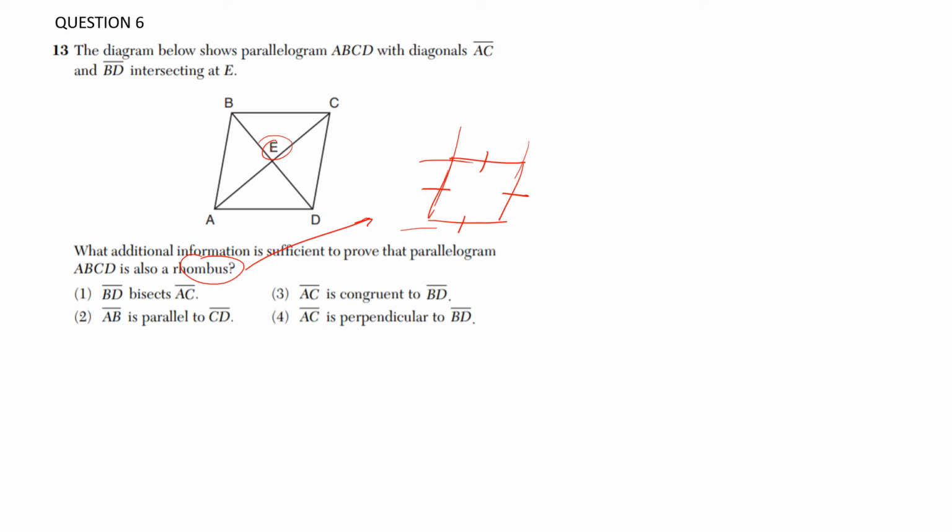What we should know, a very simple tip about rhombuses, is if we draw these diagonals, a very special property of them is that they are perpendicular. They form right angles. With that information, our eyes go straight to choice 4. AC is perpendicular to BD. Just that alone tells us that this will be a rhombus.